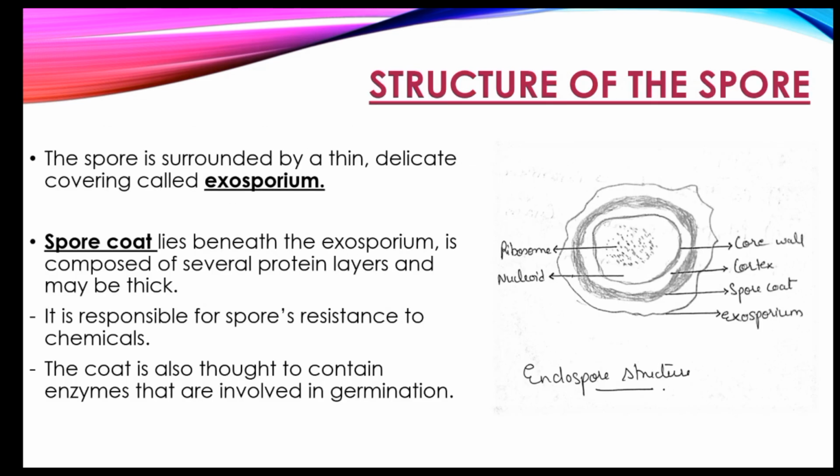The spore is surrounded by a thin delicate covering called exosporium. Spore coat lies beneath the exosporium. It is composed of several protein layers and may be thick. It is responsible for spores' resistance to chemicals. The coat is also thought to contain enzymes that are involved in germination.